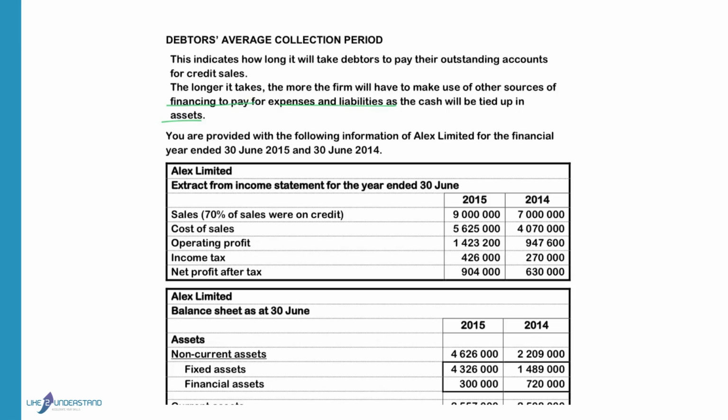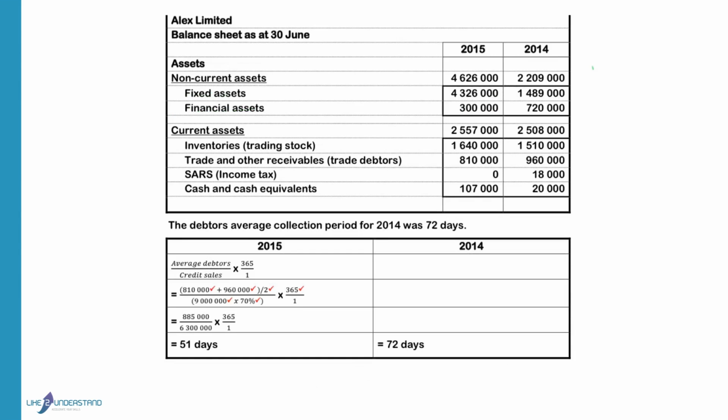Here is the extract from the income statement for the year ended 30 June and the current assets and non-current assets that is available, so that we can calculate the debtor's average collection period. To do this calculation, we need the average debtors. That means the amount of debtors at the beginning of the year plus the debtors at the end of the year divided by 2. So we will take the 810,000 at the end of the year plus the 960,000 at the beginning of the year divided by 2 to work out what is your average debtors for the year.